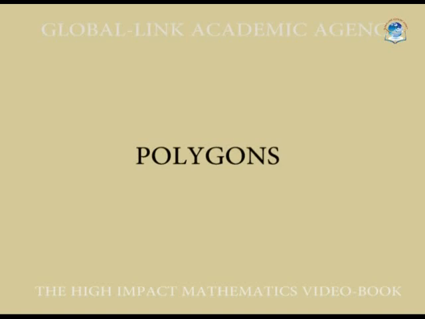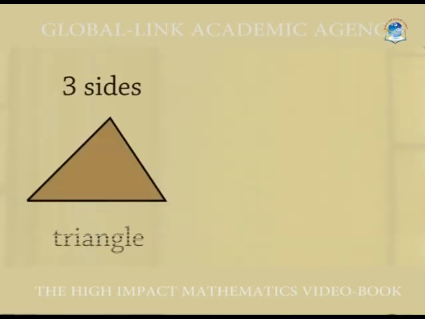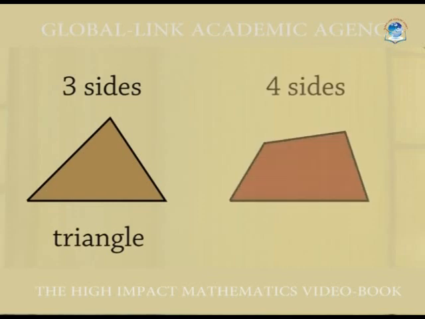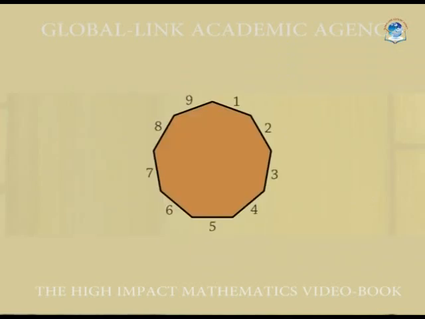Polygons are given names according to the number of sides. A three-sided polygon is called a triangle. A four-sided polygon is called a quadrilateral. Beyond four sides, the names follow a particular pattern with a common suffix.